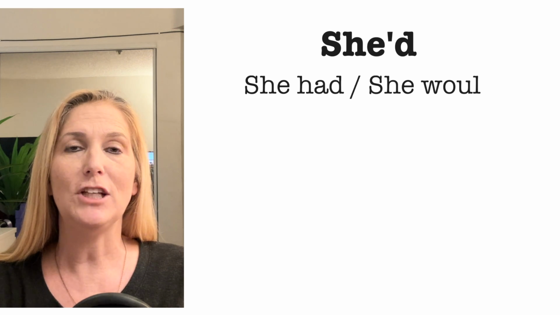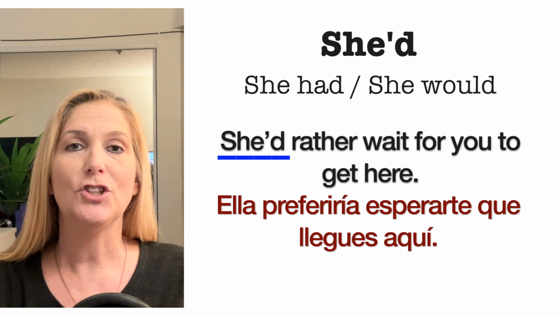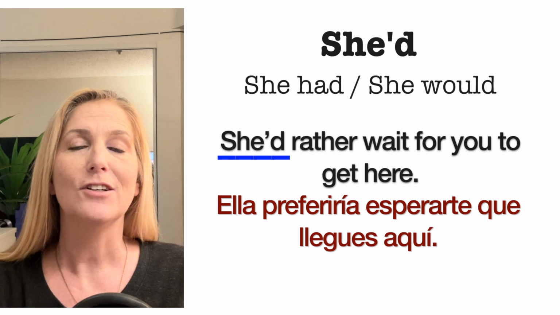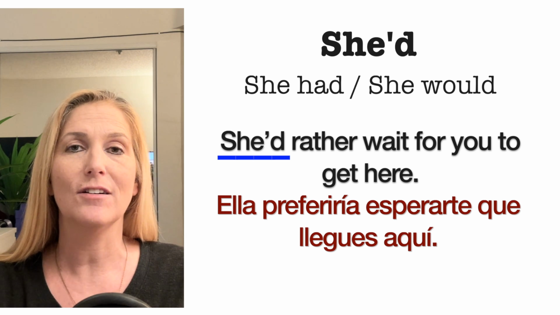She'd. She'd means she had or she would. She'd rather wait for you to get here.